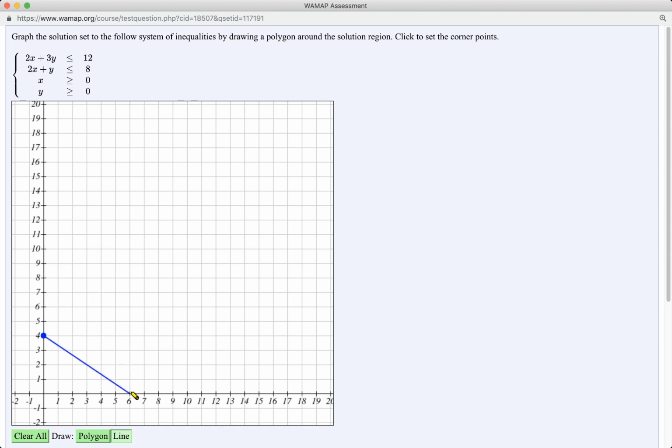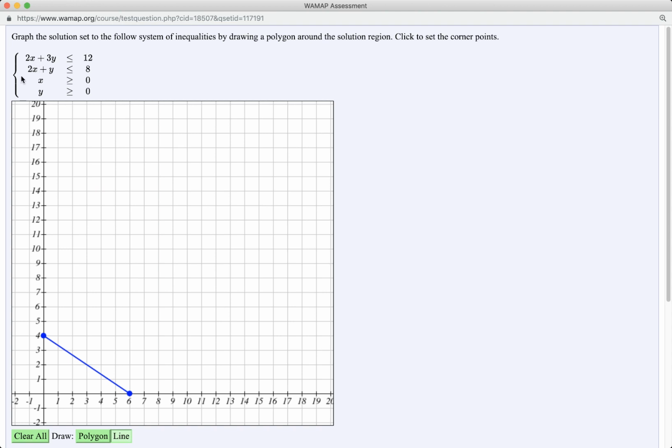So when I connect that second point, this gives me a picture of what the top line looks like. 2x plus 3y is equal to 12 looks like this line. And so we know that one side or the other of that line has to be part of my solution set. Now if I look at the second equation, we do the same thing.